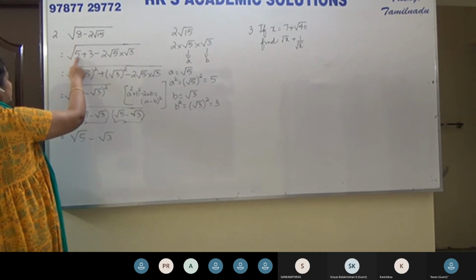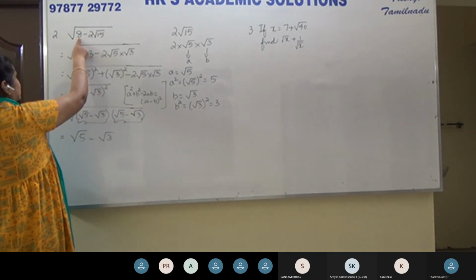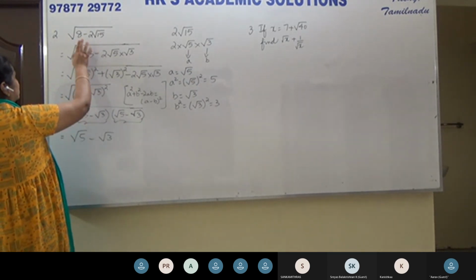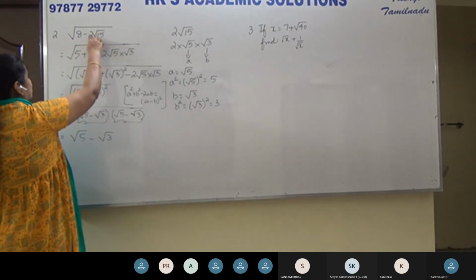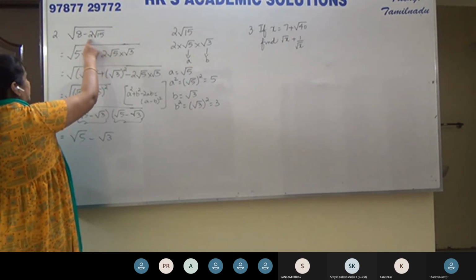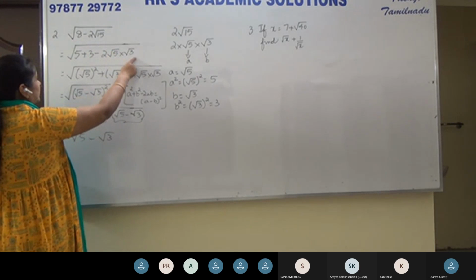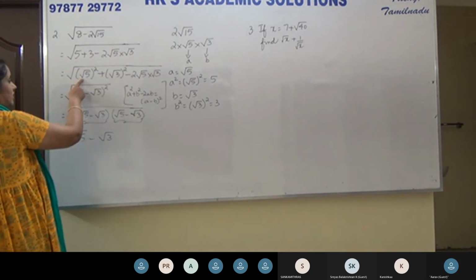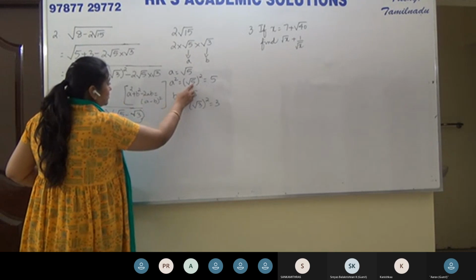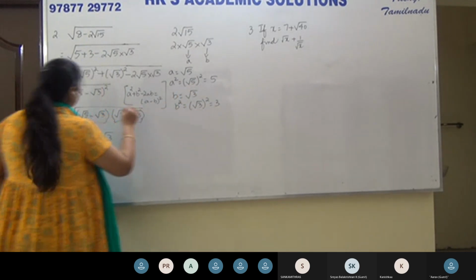So we write 8 as 5 plus 3. 5 plus 3 is 8, so we're not making any changes in the given expression. Minus 2 root 15. And 2 root 15 must be written as 2 into root 5 into root 3. Now 5 can be written as root 5 the whole square. See, 5 is root 5 the whole square, 3 is root 3 the whole square.